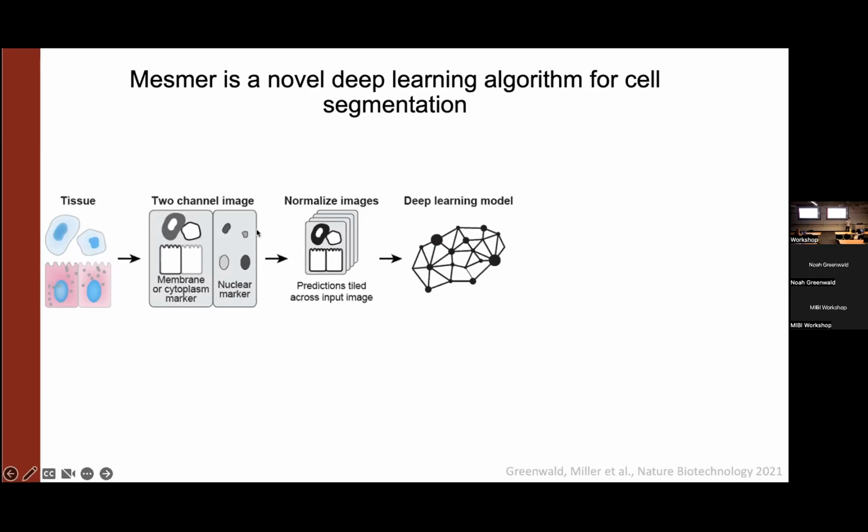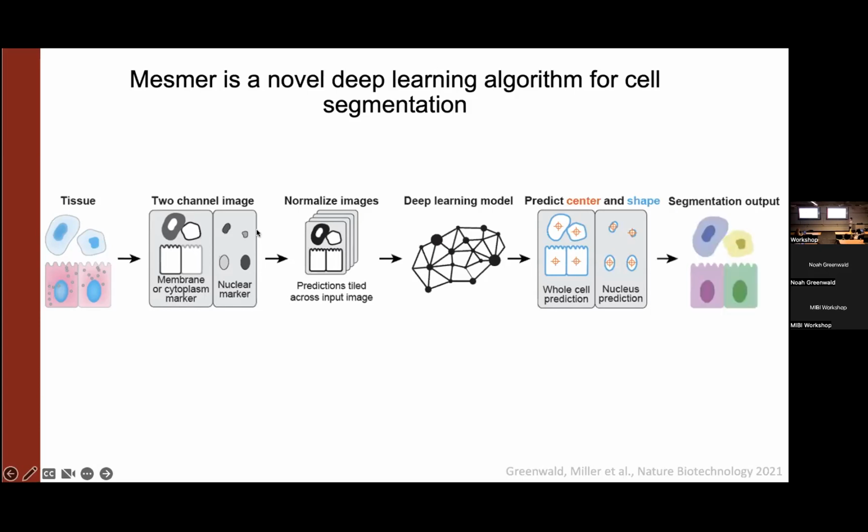And what is this deep learning model actually doing under the hood? It's trying to predict both for the cell and for the nucleus, the center of each object and the shape of each object. And so this is what we've specifically asked the model to do. Please predict the exact center of the cell and also the shape of the cell, same thing for the nucleus. And then we can take those predictions and generate the segmentation mask that I showed earlier, where there will be a mask for the cell and a mask for the nucleus for every cell and every nucleus in the image.